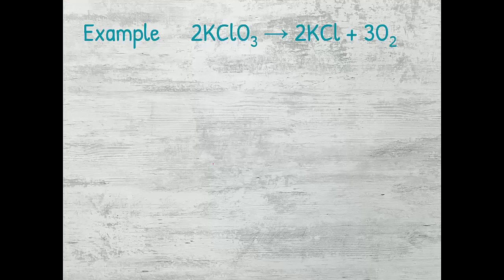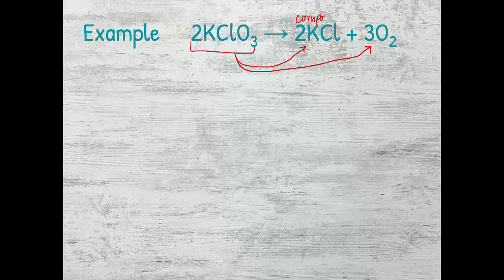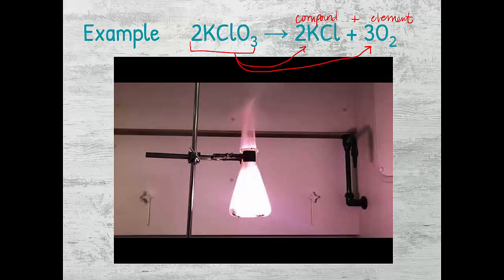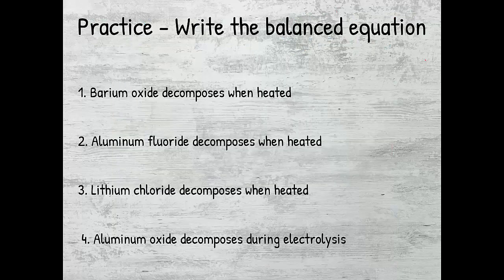An example that shows one reactant breaking up into 2 different things is shown here. This one's interesting because it shows that a compound could break up into a compound plus an element, and that's totally fine. It could break up into a compound and a compound, or like the ones we're going to look at today, it could break down into 2 elements. Again, there's a video here.